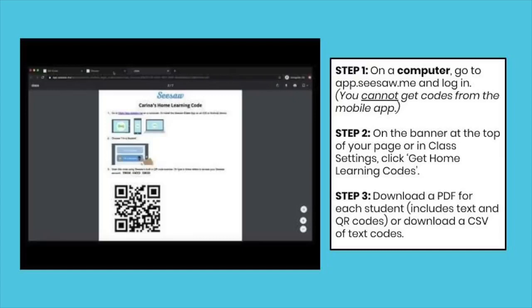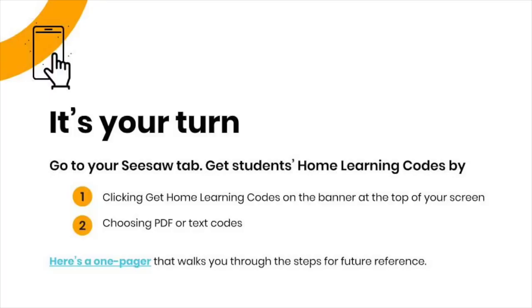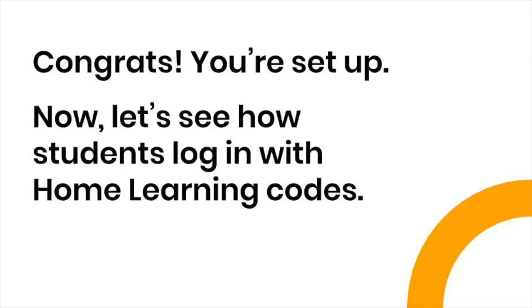You should see Get Home Learning Codes on the banner at the top of your screen. Click it. You can download PDFs or a CSV of all text codes. Now it's your turn. Access your students' home learning codes now. Congrats, you're all set up. Let's learn how students log in with the home learning codes.